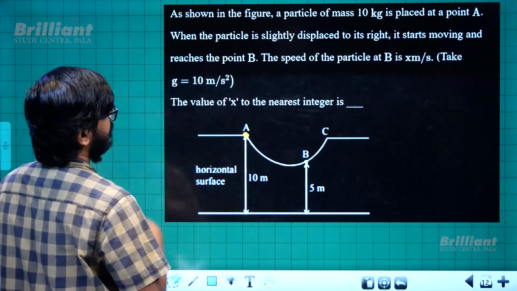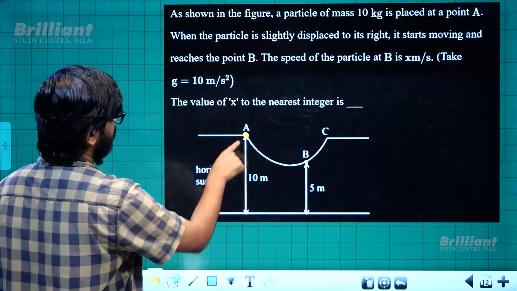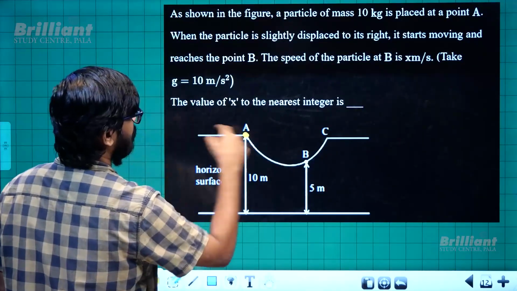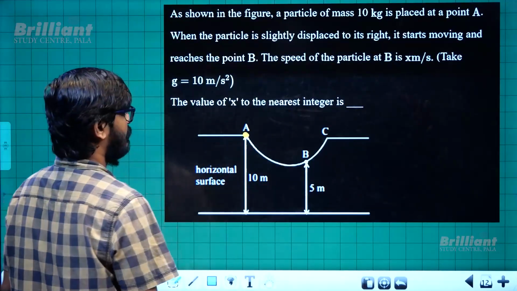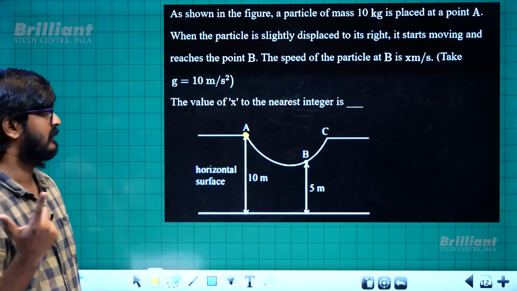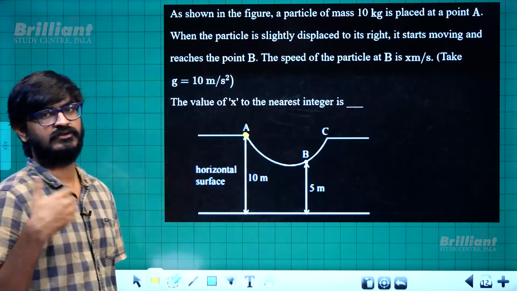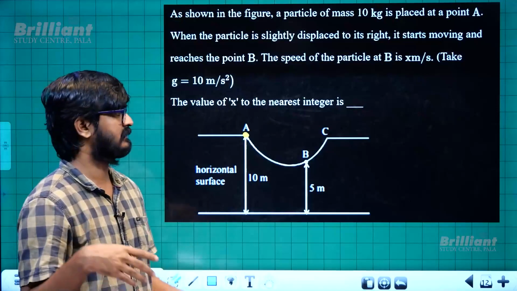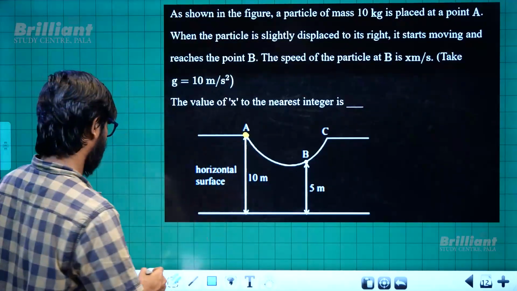When the particle is slightly displaced towards right, it starts moving and reaches a point B. What is the speed of the particle when it reaches B? So how many forces are there? Gravity and normal will be acting. Normal won't do any work, so work done by other forces is 0. So you can conserve mechanical energy.